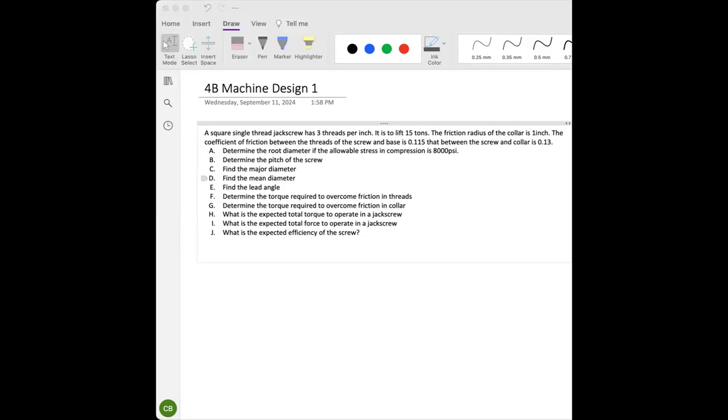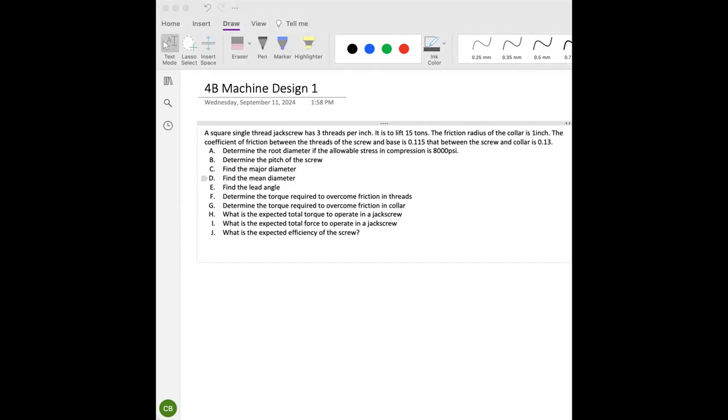So the friction radius of the collar is 1 inch. The coefficient of friction between the threads of the screw and base is 0.115. That between the screw and the collar is 0.13. So we will determine the root diameter if the allowable stress in compression is 8,000 psi.